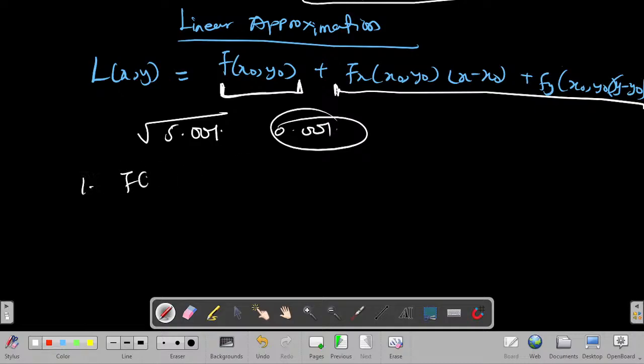Given a function f of x, y equal to 3 plus x squared over 6 plus y squared over 9, we are to find the linear approximation at negative 4, 3. So we have our point to be negative 4, 3, and we should find the linear approximation at this particular point.